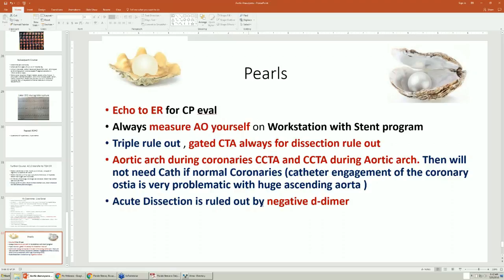And then nobody's going to have a dissection unless they have a D-dimer that's positive. So there's your ace in the hole, the D-dimer. So those are the pearls from the day, and that's our review of aortic aneurysm.